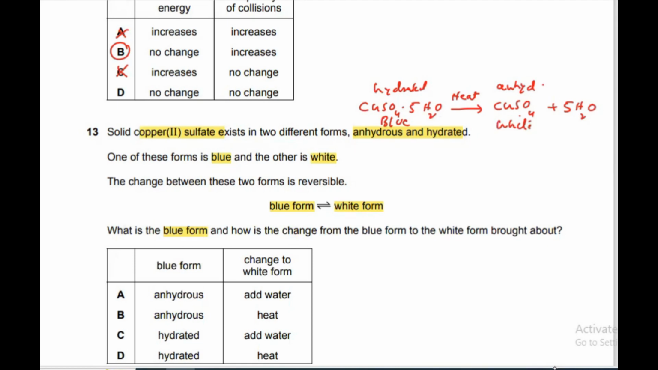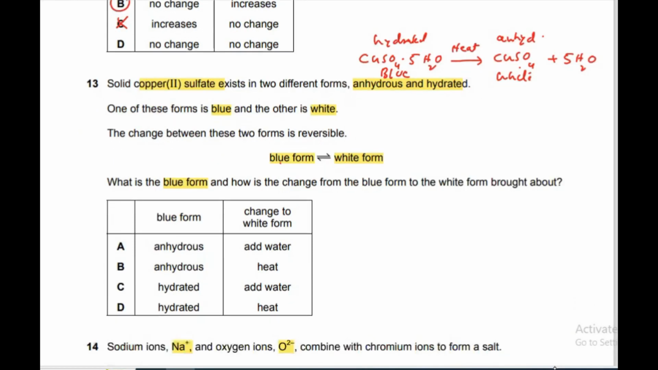This is the test for water, but according to this question, the blue form is hydrated and the white form is anhydrous. So what is the blue form? The blue form is hydrated and this is anhydrous. So the hydrated form is blue, and if you want to change it to the white form, you should heat. So 13 is D.